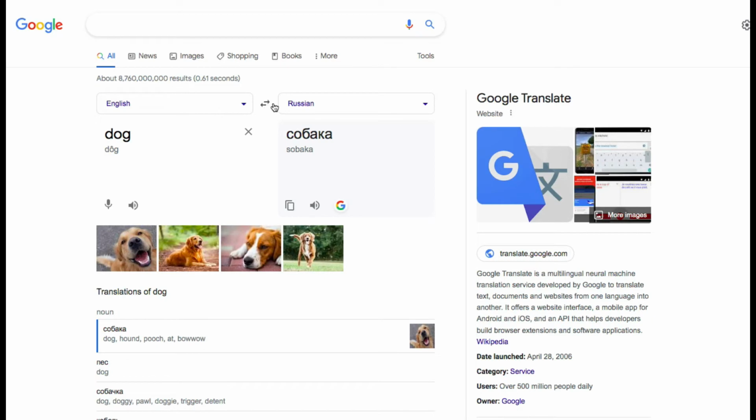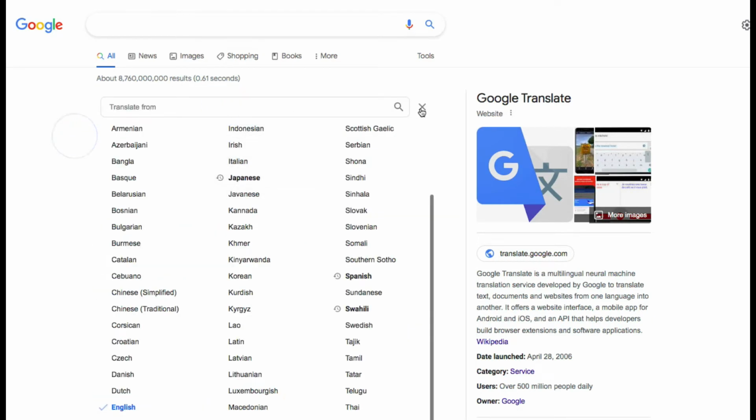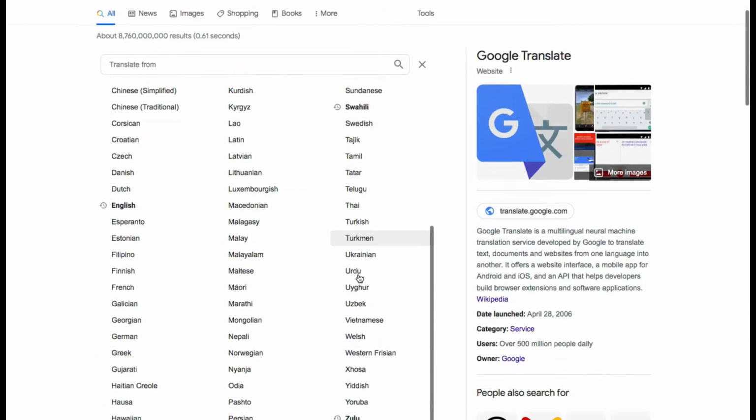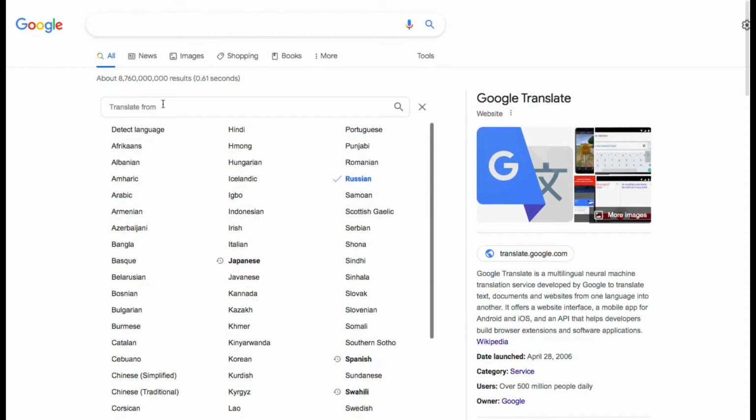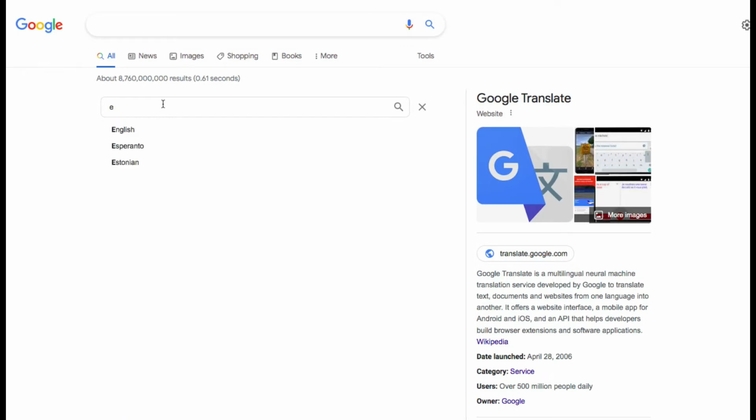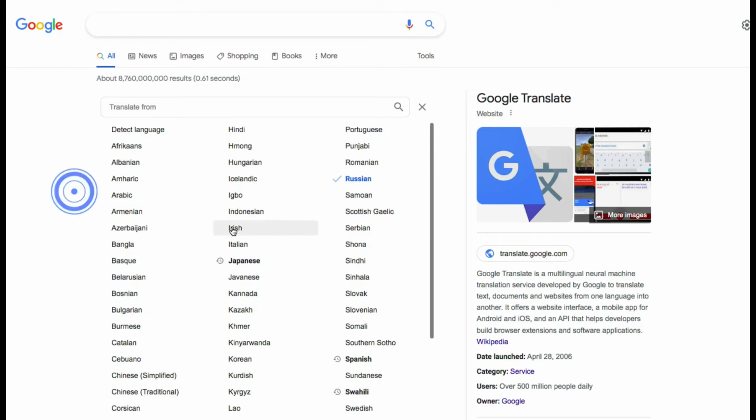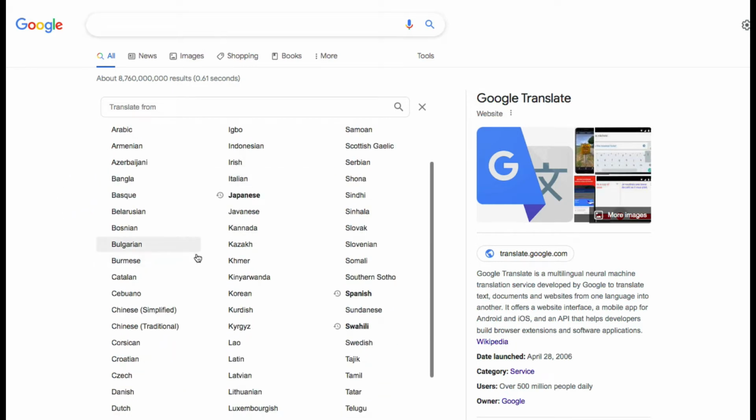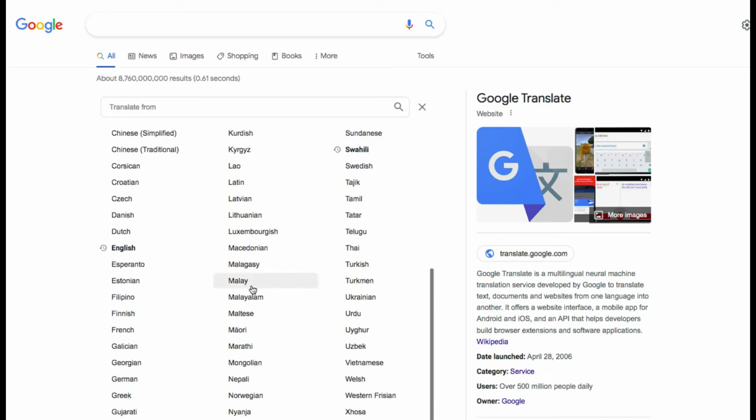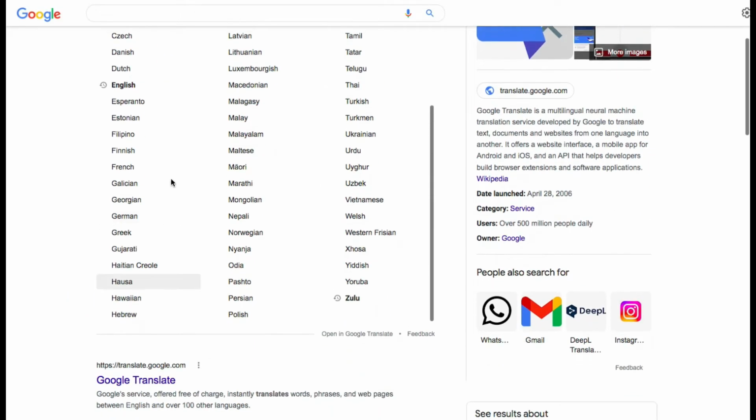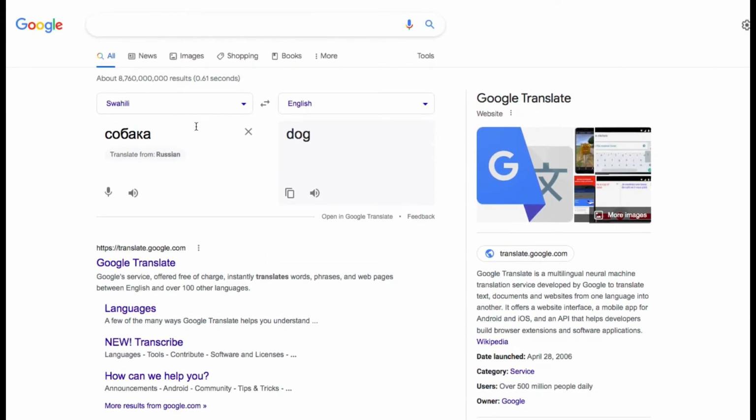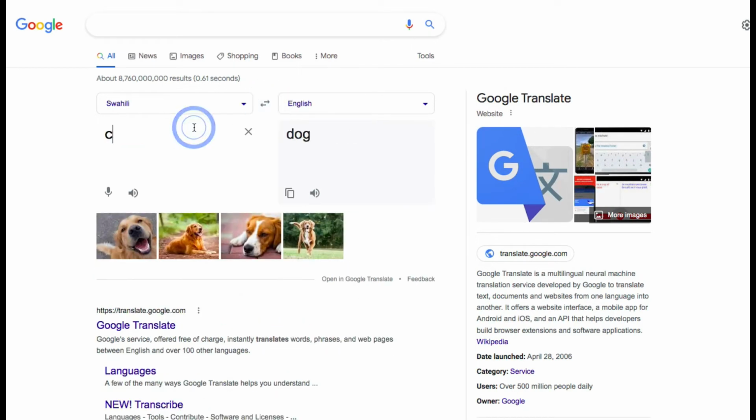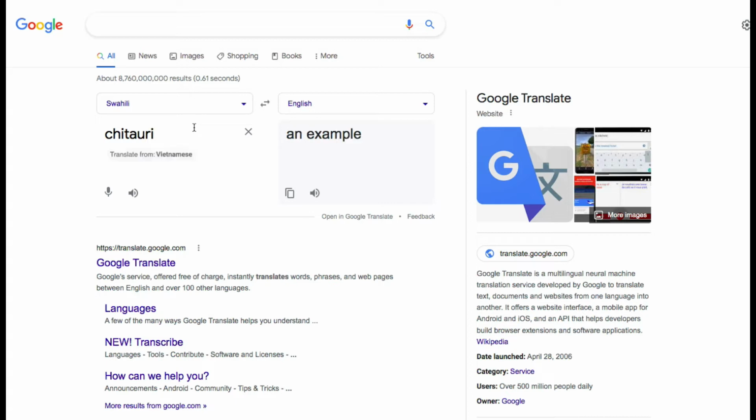Now, let's see a really hard one, a really hard language here. What was that one? Euskadi here. Euskadi, where is it? Oh, sorry, I don't have it here. Why don't they have it here? Euskadi. The Euskadi language. They used to have it. Or maybe I'm losing it here. French, right? That one is easy. Swahili. Here, look. Swahili. Chitauri.